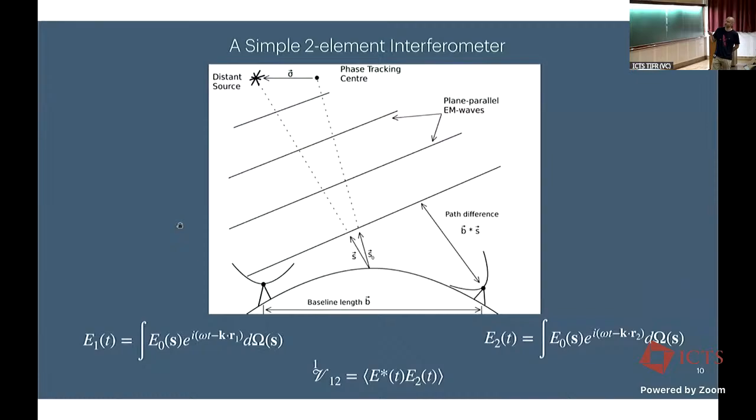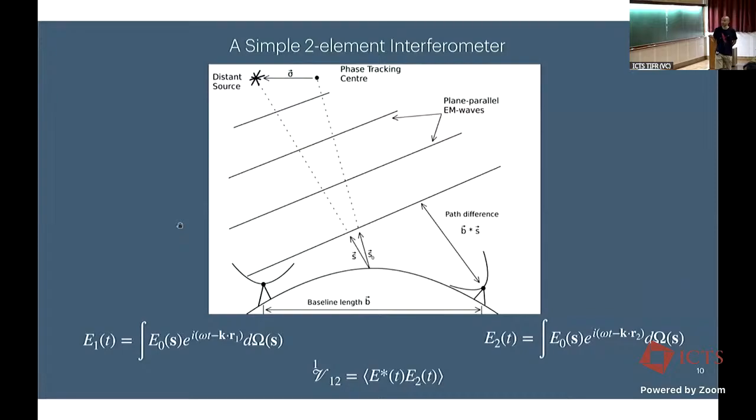There's a source. This source emits plane parallel waves, and the path difference. So the wavefront arrives at this dish first, and then there's a path difference, which is just the baseline length times the vector s, and s is this particular direction towards the source, and s naught is the direction to our phase tracking center. So that's the overall geometry.